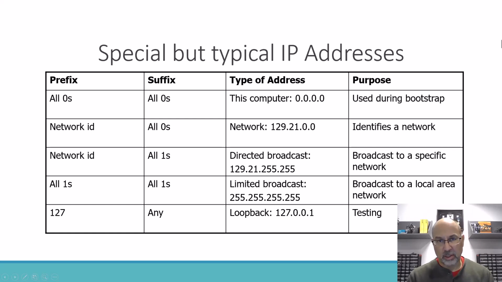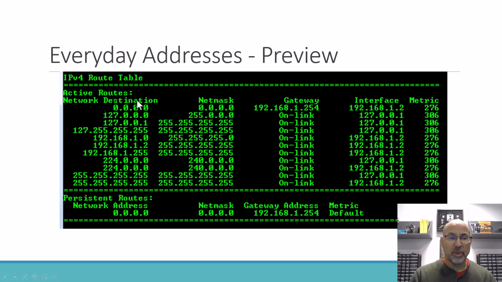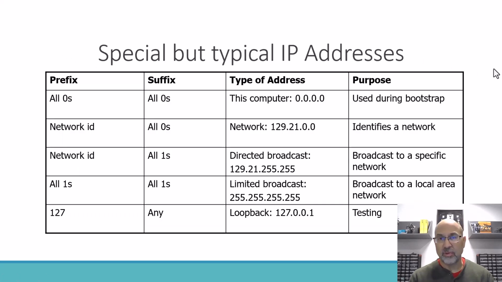Now this top one is a little confusing. All zeros in the prefix and all zeros in the suffix. And remember that this is defined by the mask, with the binary ones in the mask indicating the prefix. Now, if you see a packet with an address like this, it means that you're talking about this computer. The example that we see is during DHCP, when a machine is asking for an IP address before it has an IP address. So it has to use an IP packet to do that, and this is the address that it uses. Now, the reason it's confusing is because back here, we saw that it also appears here, but this is a routing table entry, and this is for the default gateway, so try not to confuse those two.